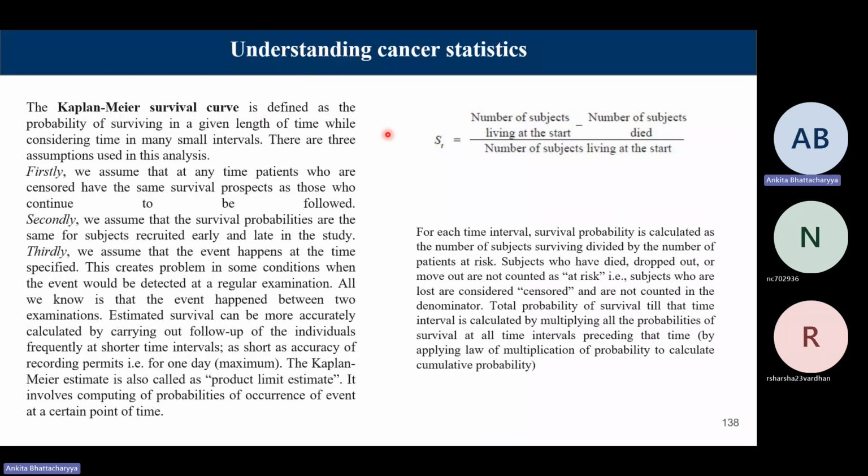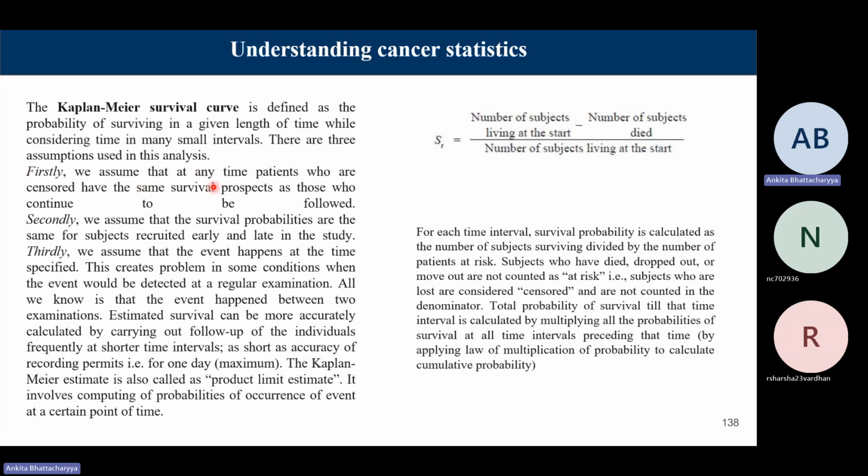And apart from that, another statistic very, very commonly used for any paper which talks about cancer is the Kaplan-Meier survival curve. What is its job? It is often known as the KM curve. It is defined as the probability of surviving in a given length of time while considering many small intervals of time. There are three types of assumptions which are made in this analysis.